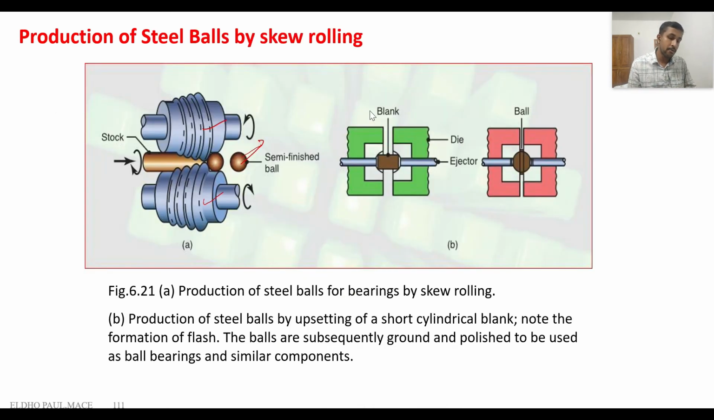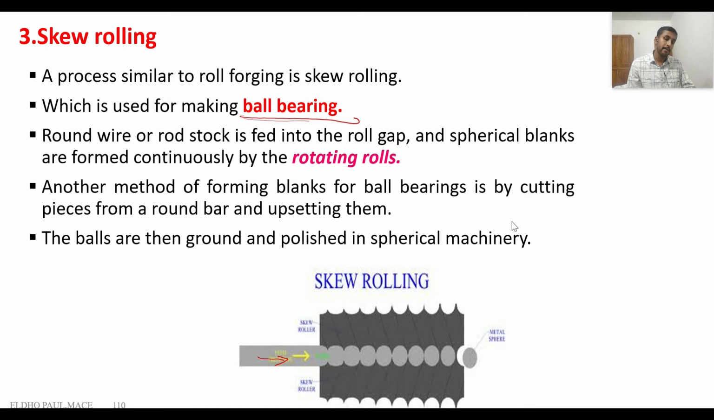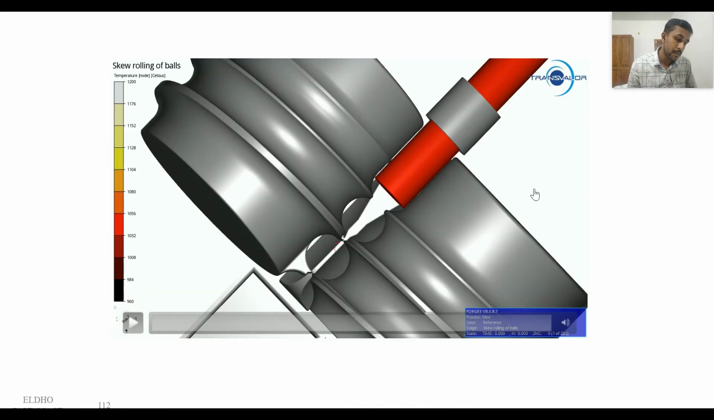For the second method, we can use this setup. We keep a blank here, and we support the blank with the two ejectors and the die. Then we apply force against this blank, and we change it into spherical shape. So that is the second method for the production of ball bearings. After the production, we can do polishing and other work to get a good surface finish.